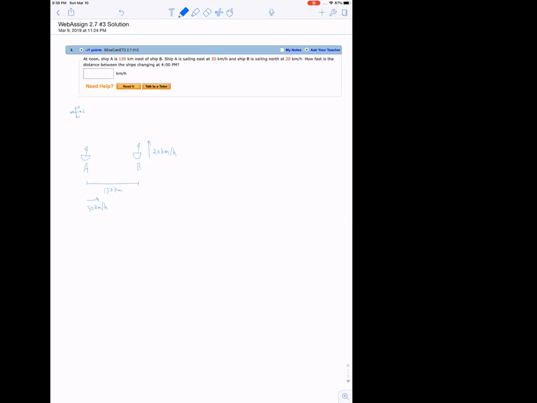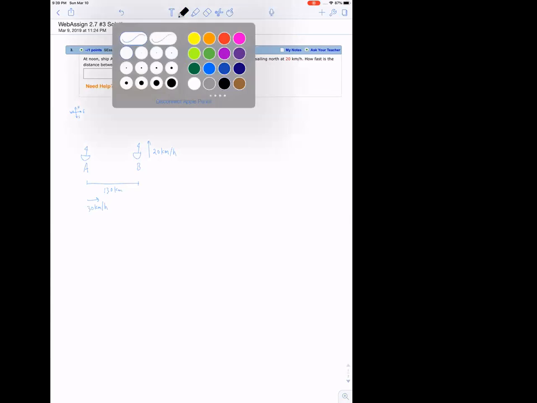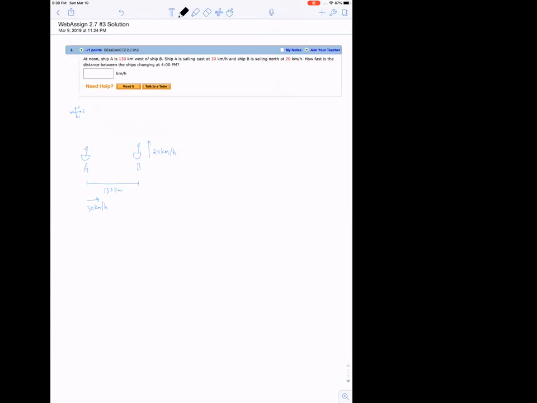We've got the ship A and B that start off in this configuration, and then they start moving. So actually, let's draw another figure which has the ships as they've moved after a little bit of time. Ship A will have moved to the east to maybe say there, and ship B will have moved to the north to maybe say about there.